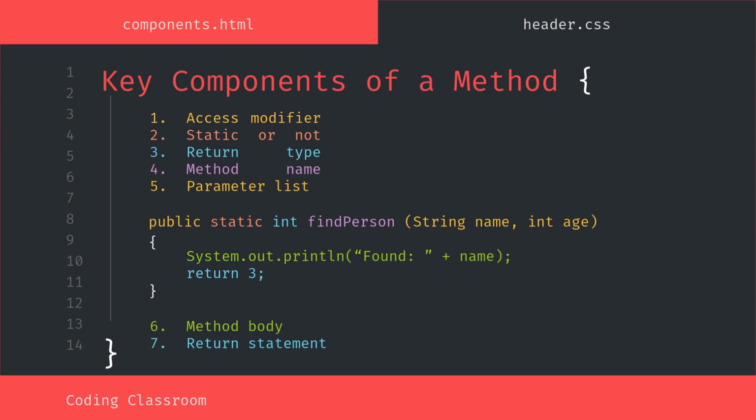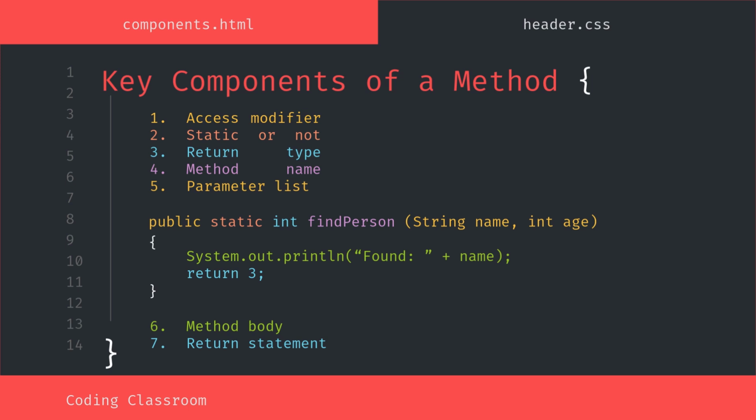Static methods are great for utility functions, while non-static methods are used for object-specific behavior. Return type. This specifies the type of value the method will return, such as int, String, or void if it doesn't return anything. The return type ensures the method produces a consistent and expected output. Method name. This is the name you'll use to call the method. It should be descriptive and follow naming conventions like camel case, making it clear what the method does.